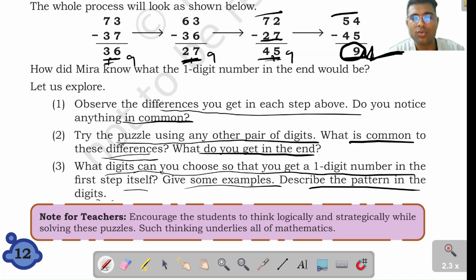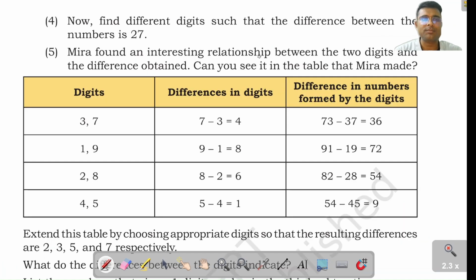What digits can you choose so that you get a 1-digit number in the first step itself? Give some examples. So you can see here at the end 54 or 45. Here the difference between these 2 digits is 1. So if you keep the difference between the digits minimum, you will get a single digit number, that is 9, as the difference. Come to the next page, bachcho.